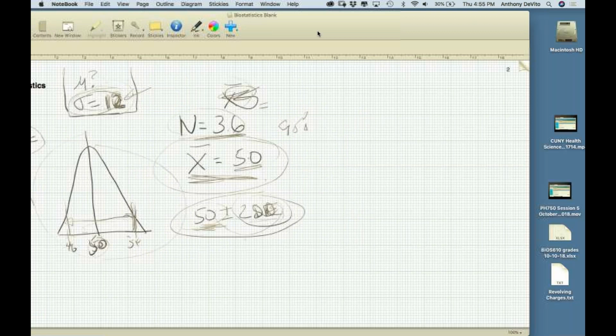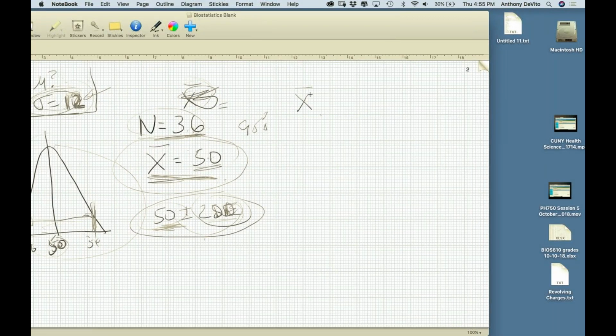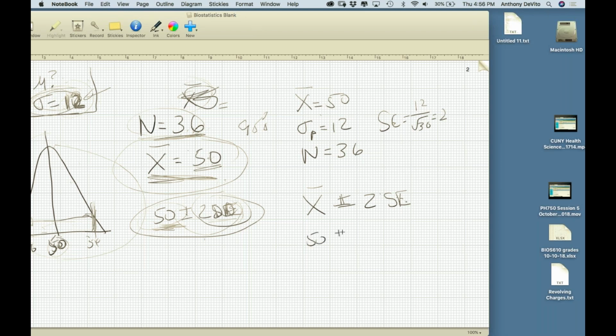So if I take my result here, X bar is equal to 50, sigma of the population is known, and it's equal to 12, and my sample size is equal to 36. Well, I can say to myself, I'm going to start with my X bar, and I'm going to add and subtract 2 standard errors, which I'll calculate now. Standard error is equal to 12 divided by the square root of 36, so it's equal to 2, right? I'm going to add and subtract 2 standard errors, so 50 plus or minus 2 times 2, which is 4. So that's going to be 46 to 54, right?